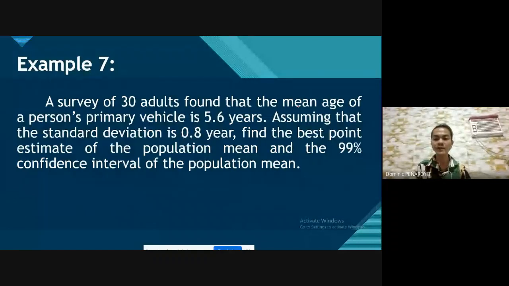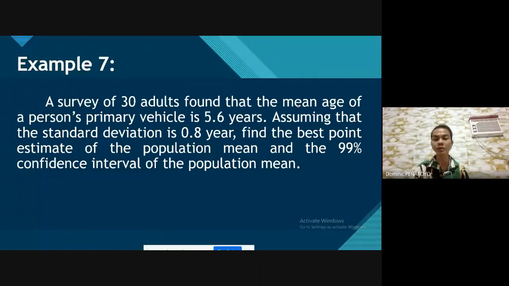Now, first is the best point estimate. It's very easy. Again, it's the sample mean value. And the sample mean value in this example is 5.6 years. So this is now the best point estimate of the population mean. Next, the 99% confidence interval of the population mean.